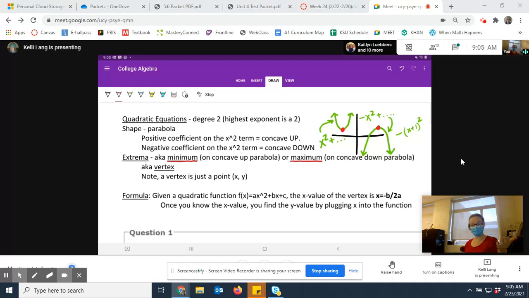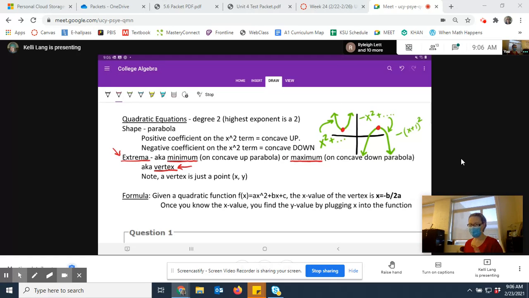Another word for an extrema, or another word for a min or a max, is vertex. So these are just different names that all mean the same thing. Extrema and vertex are generic. They can refer to a high or a low point, whereas minimum and maximum are specific. They can refer only to a low point or a high point, respectively.